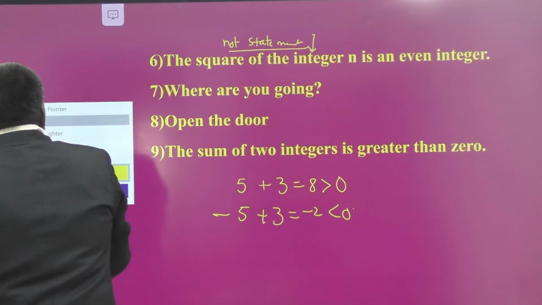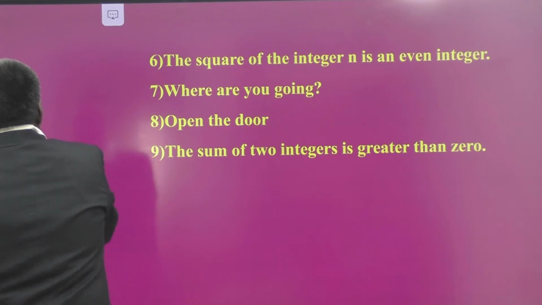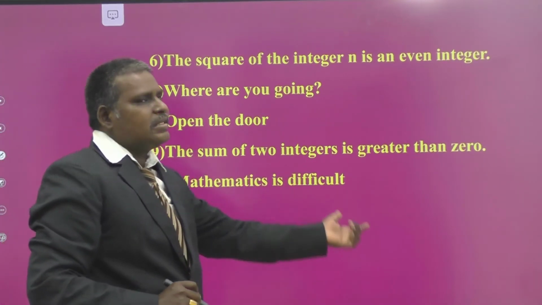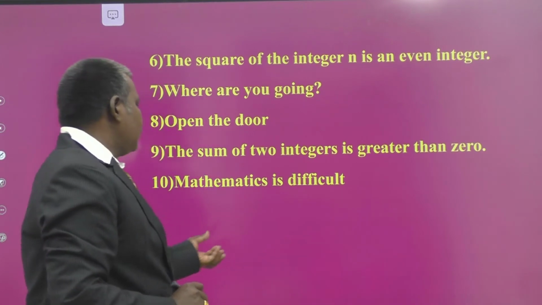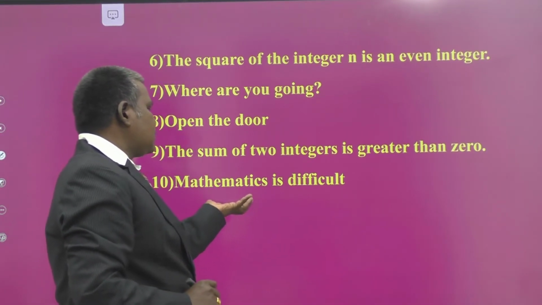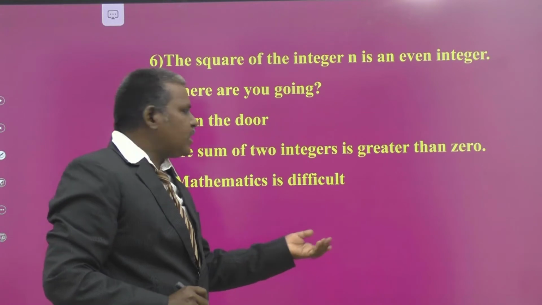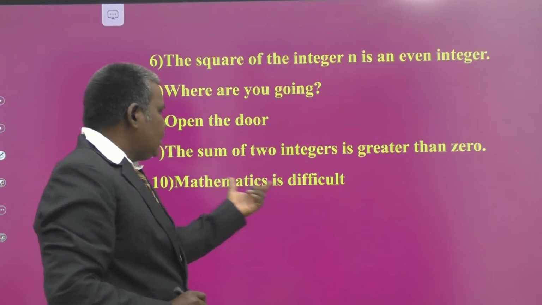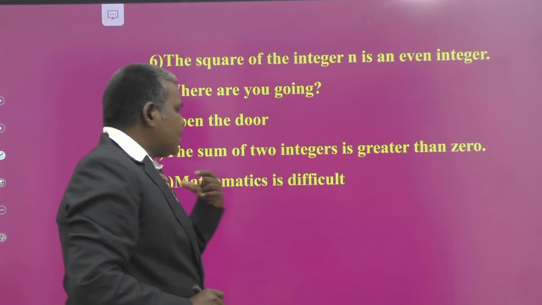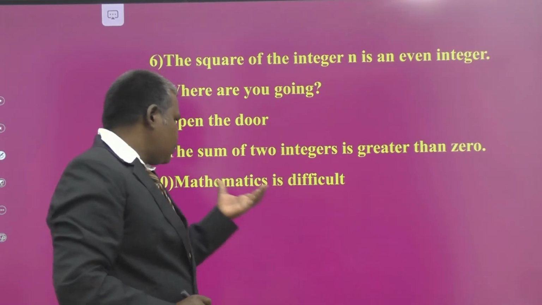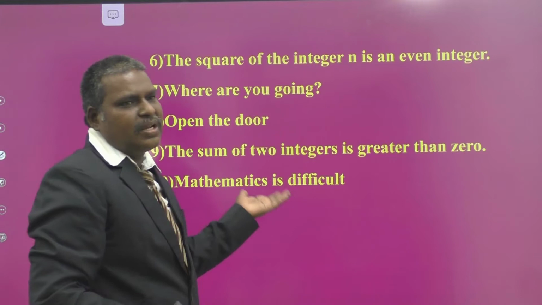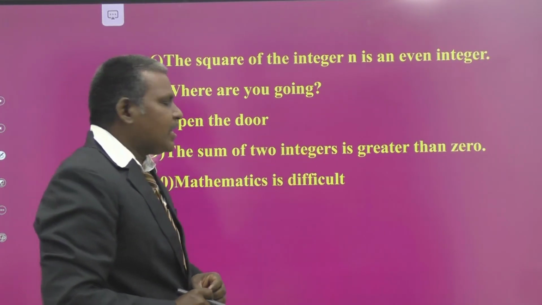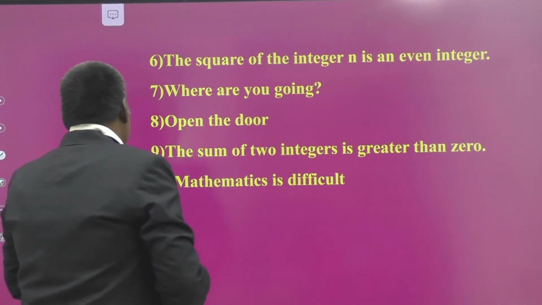Okay, now let us go for another example. Mathematics is difficult. Mathematics is the subject. It is easy for some of the students, it is difficult for some of the students. So it does not clearly give a result of either true or false. Sometimes it may be correct, sometimes it may be false. Therefore, it is also not a mathematically acceptable statement.